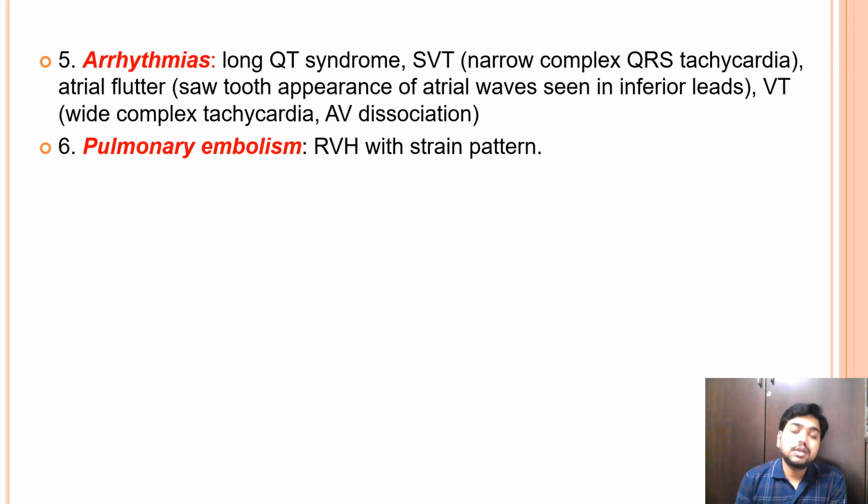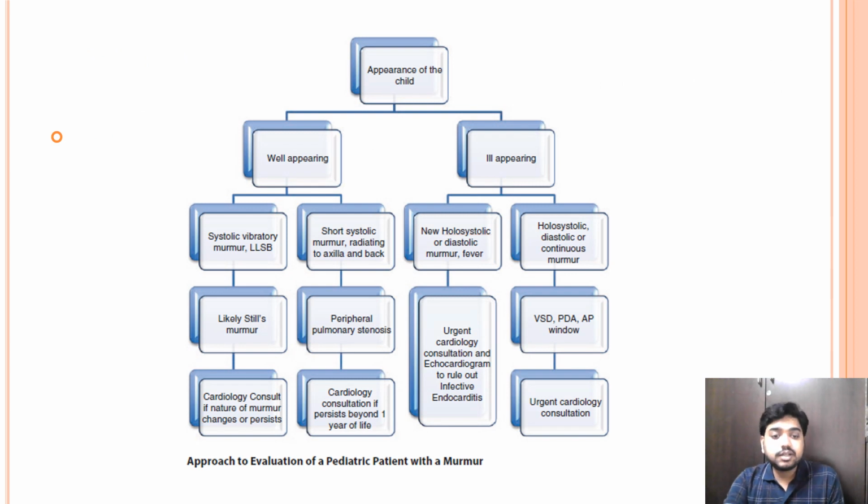Then arrhythmias. Arrhythmias presenting in pediatric cardiac emergencies, like we discussed last time, are narrow complex tachycardia, wide complex tachycardia, long QT, SVT, Brugada, and fibrillations. We discussed these in part 1, and in the upcoming session we will discuss in detail the approach to wide complex tachycardia in pediatrics. Then pulmonary embolism, as we already discussed, even on ECG you can get an RV strain pattern.